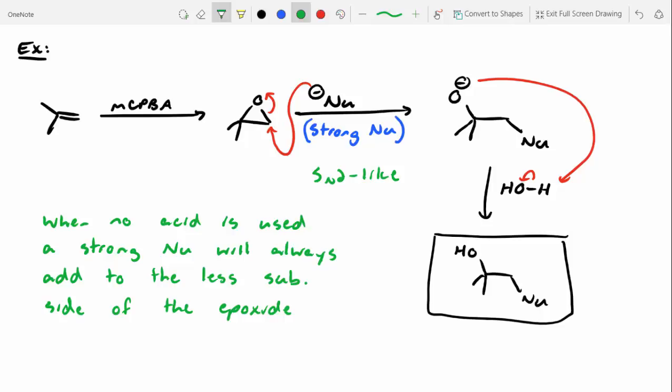They're also really useful synthetically because now we can make an alcohol and we can make potentially all sorts of different bonds. This nucleophile could be a whole variety of different things. So let's make a little chart where we can map out what sort of reactions we can do with these epoxides.